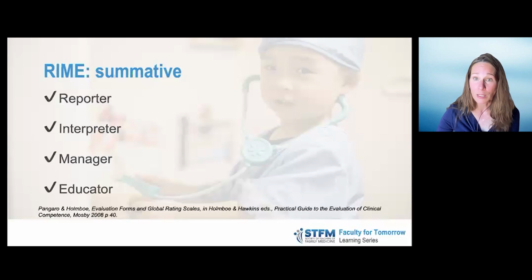An interpreter is able to collate the facts from an H&P, and they can interpret the relevant data and start to formulate a differential and assessment. And this is more typical of your clerkship or third-year medical student level.